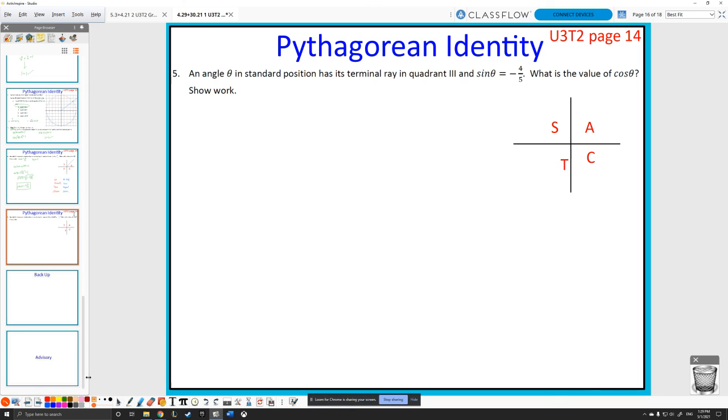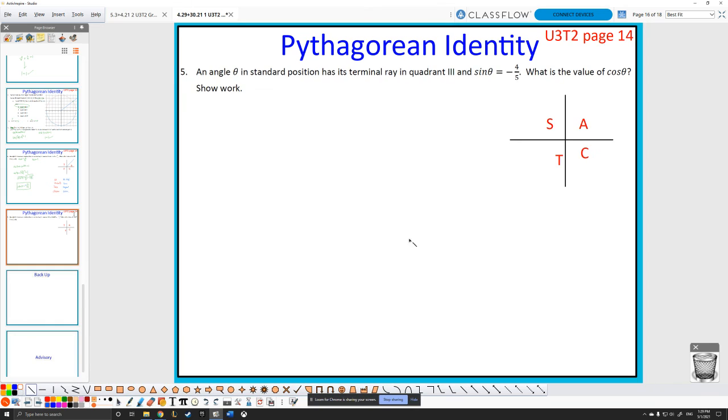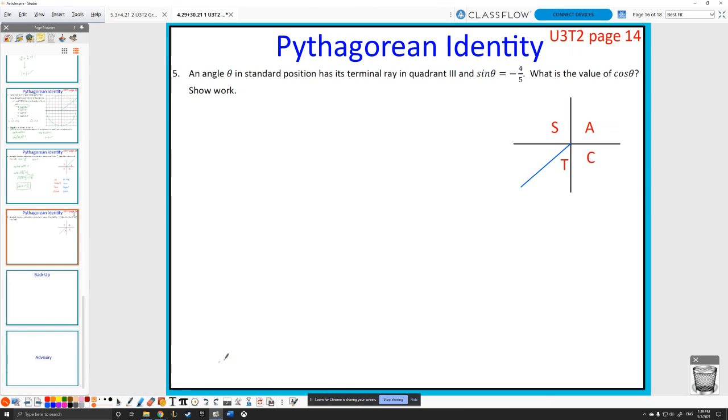Last question, just to show you what it looks like in different quadrants. Again, they tell me that I have a ray coming out in the third quadrant somewhere, right? Off the bat, we already know that tangent is positive, but we want cosine. You can see here, sine is negative. Cosine, I expect this to be negative as well, right? So once again, I know that sine theta is negative 4/5, and I'm looking for cosine theta.